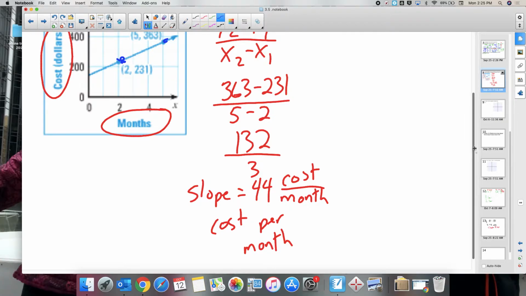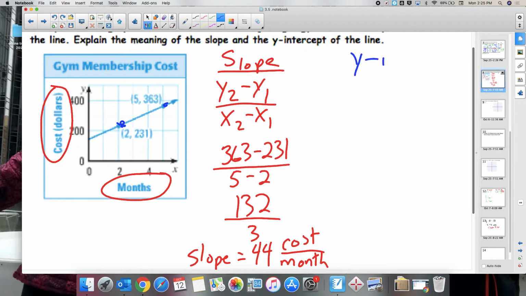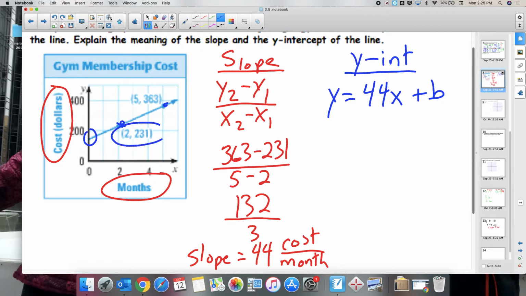They also want you to find your y-intercept. Now, unfortunately, when I look at the graph, I cannot tell exactly where that goes through my y-axis. They don't give me that point. So instead, we need to find it out. This is where we take our original equation. That y equals, now we know it's going to be 44x plus b. And we take one of our points and we plug them in. I'm going to use 2 comma 231 because they're the smaller of the numbers. So I have 231 equals 44 times 2 plus b.